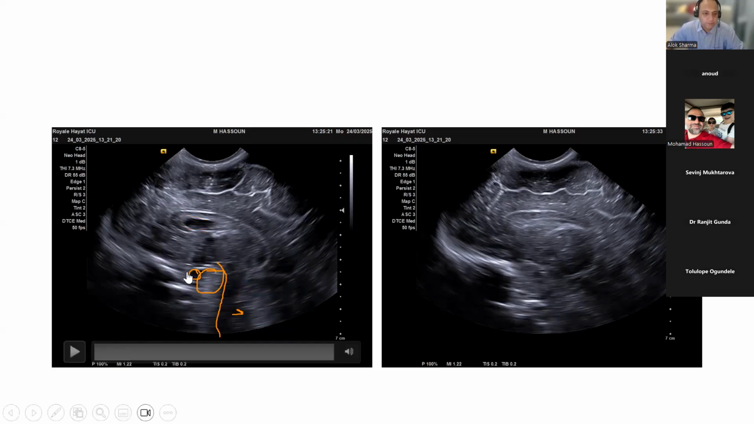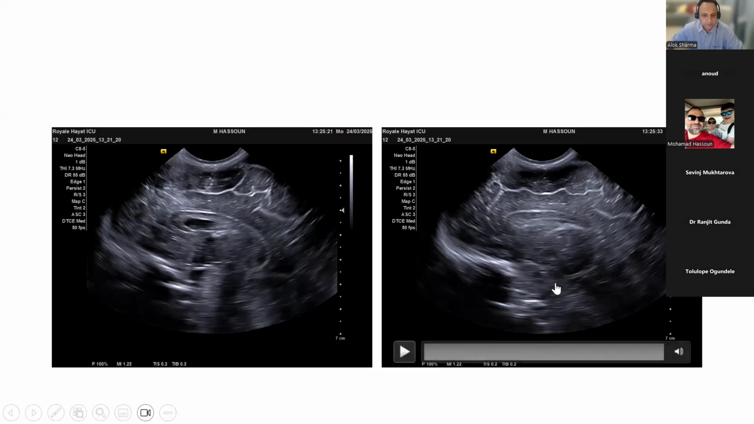This is what I was confused about. What is this, a cyst or a ventricle here? Okay, fine, thank you. Then I went to the right. Here the caudothalamic groove is fine, and just here I think there's some dropout, a little bit.